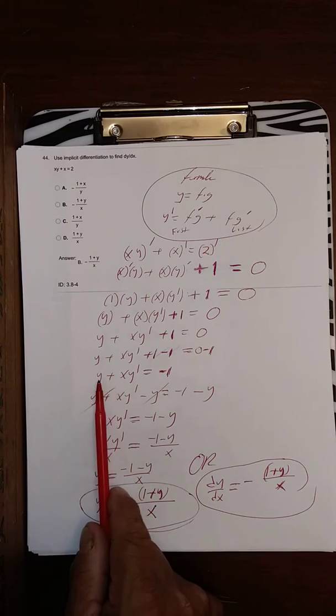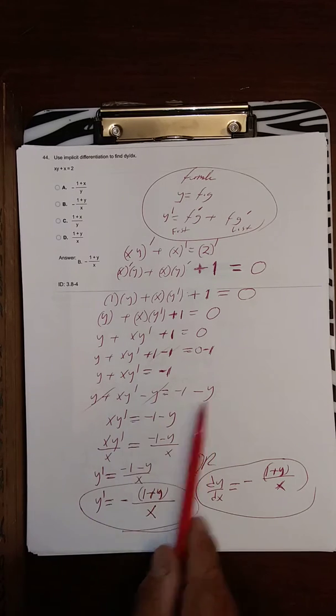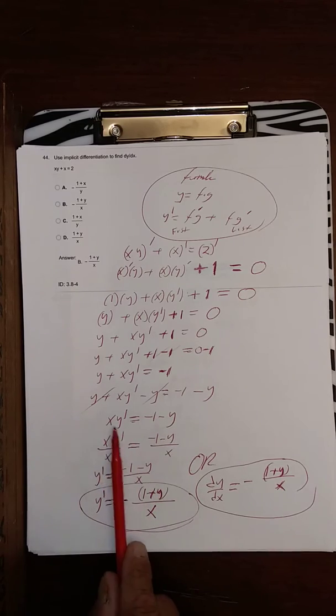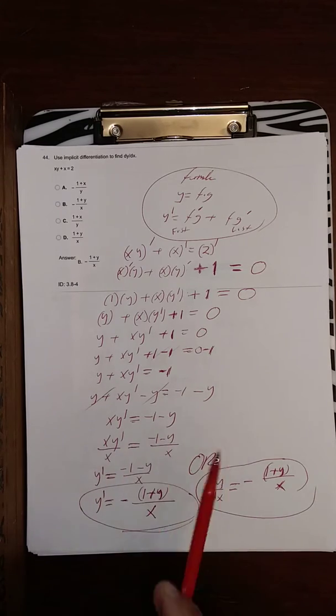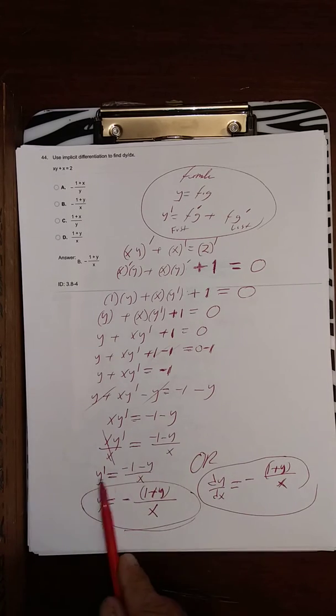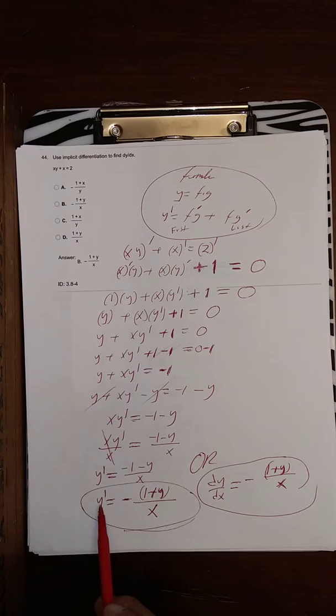So xy prime equals negative 1 minus y. Subtract y, subtract y. So we have negative 1, negative y on this side. Now divide by x, and these will cancel. So now we have y prime is this, or take the minus out, right there. So we have y prime equals this, or dy/dx equals negative of that.